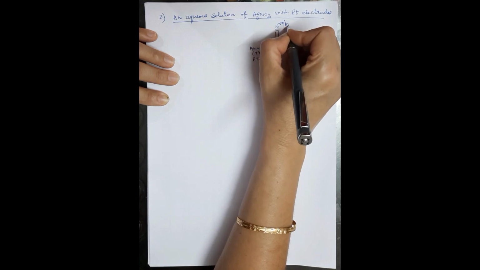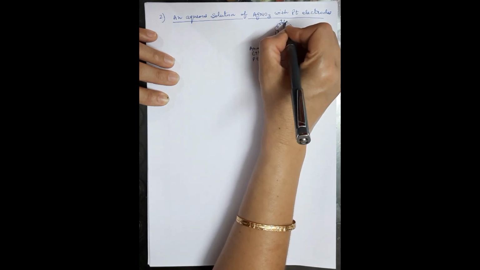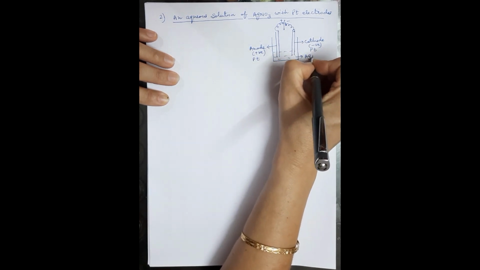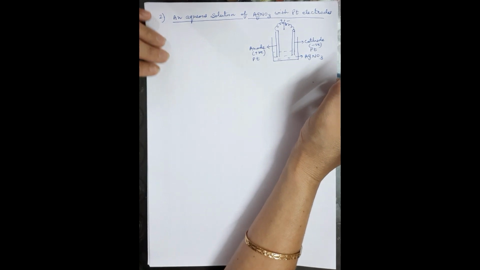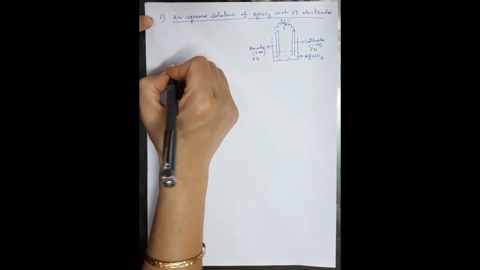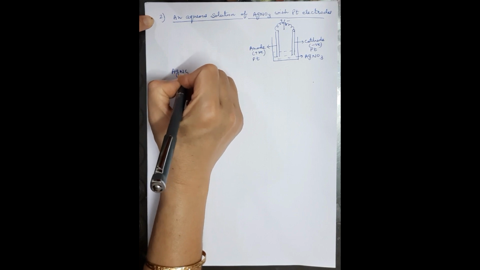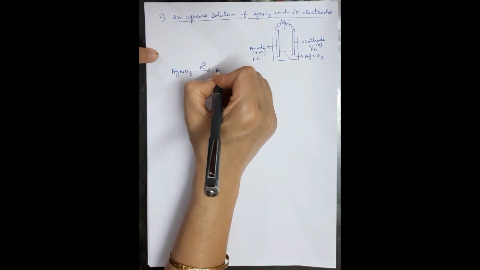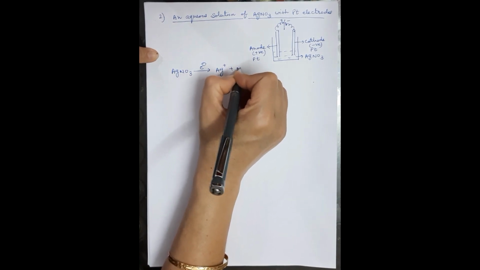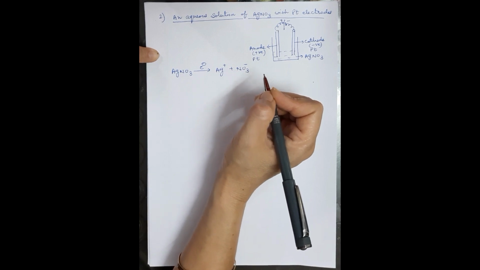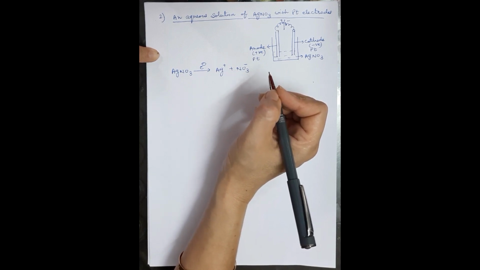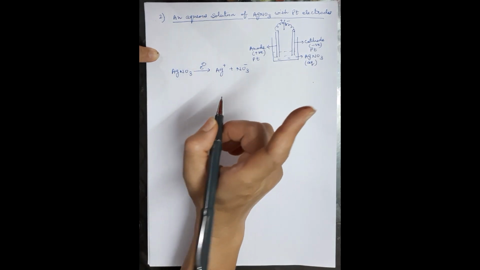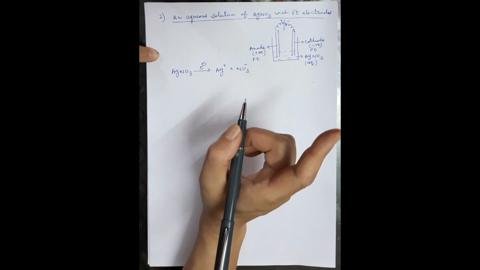The two are connected through a battery. This is positive and this is negative. Here it is an aqueous solution of silver nitrate. See what happens when electricity is passed through silver nitrate. When you pass electricity through this, it ionizes to give you silver ions and nitrate ions. You know, water is also present here, as it is an aqueous solution. If it is an aqueous solution, water will play an important role.